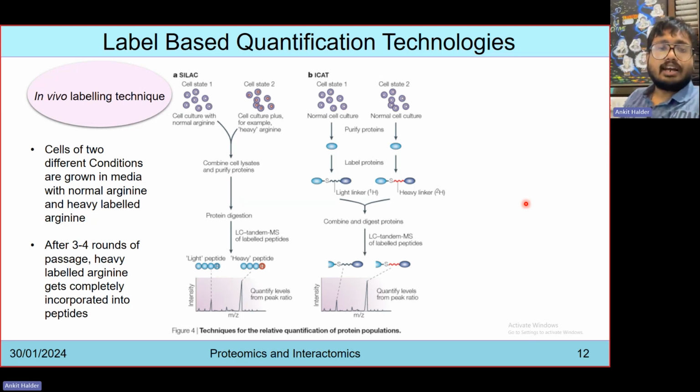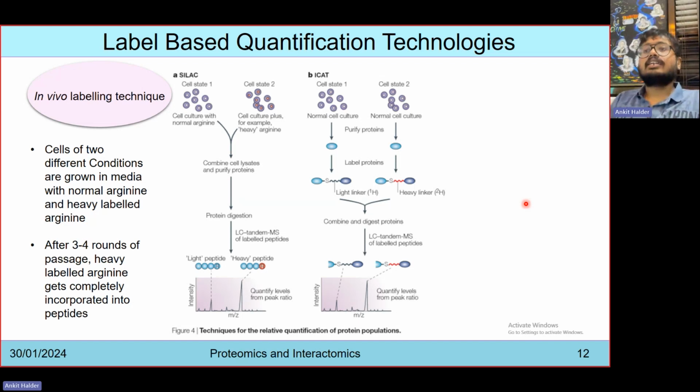In vitro means outside the cells: once the samples have gone, you have extracted your proteins, digested them into peptides, and then you perform the labeling and take it forward. But the SILAC technique is an in vivo labeling method, where you have cells of your condition 1 and cells of your condition 2.